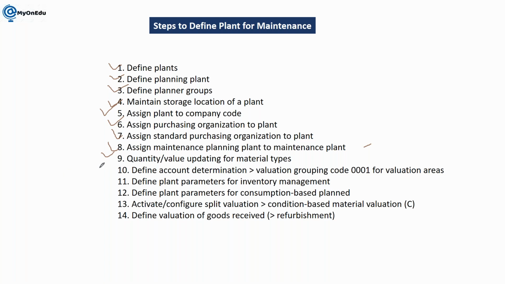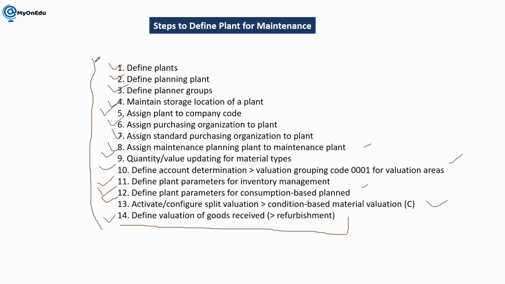The next step is to define account determination, value grouping code 0001 for valuation areas. Then define plant parameters for inventory management, then define plant parameters for consumption-based planning, then activate and configure split valuation, condition-based material valuation, and define valuation of goods receipt. This is for refurbishment. So we'll see how we can perform all these steps in SAP.